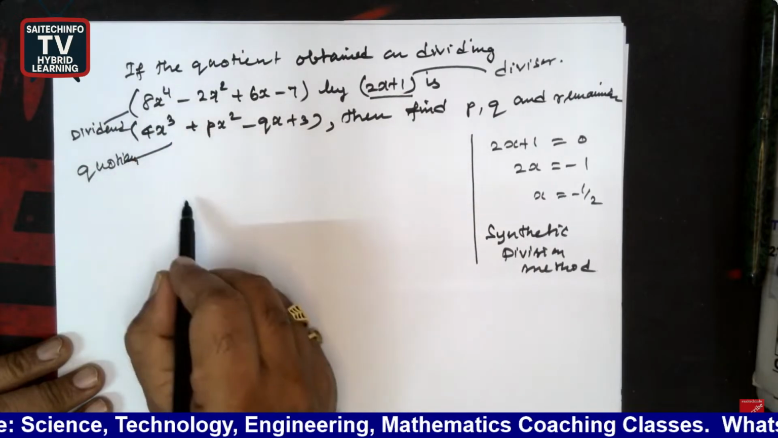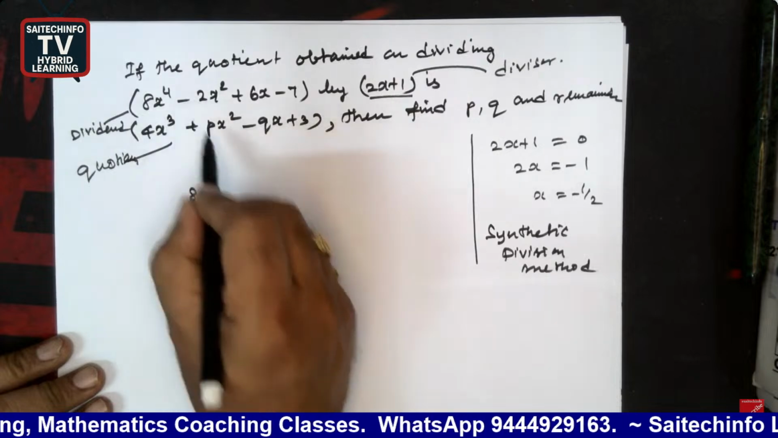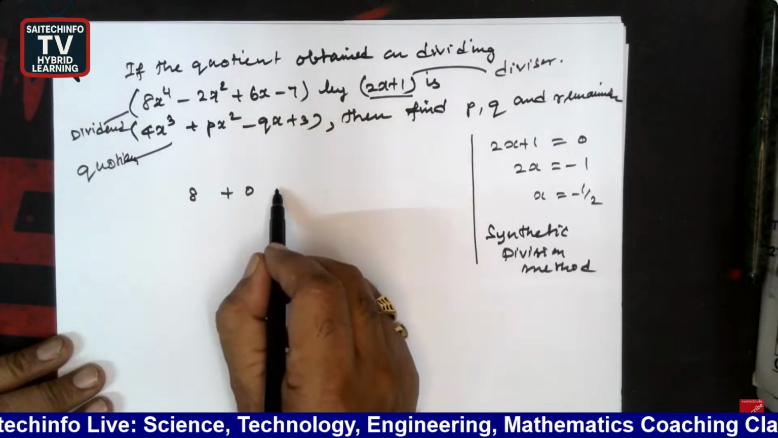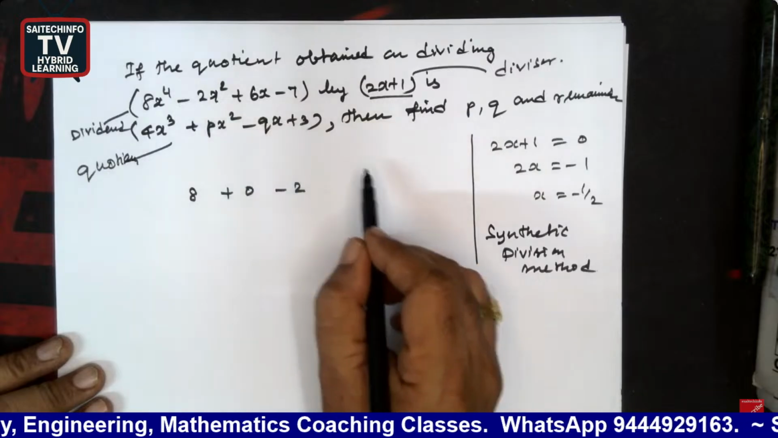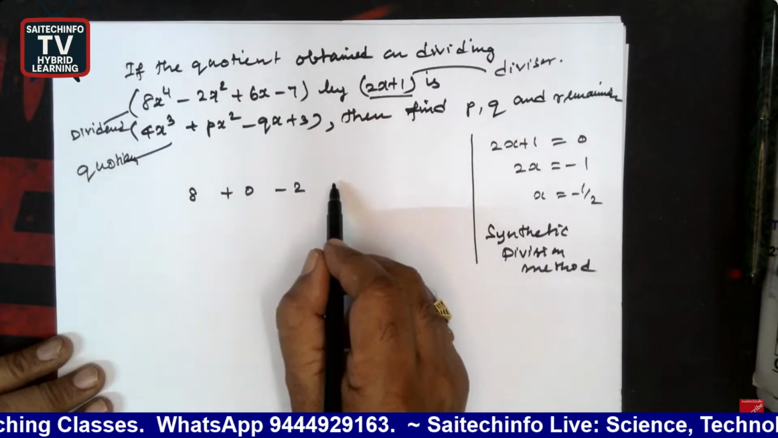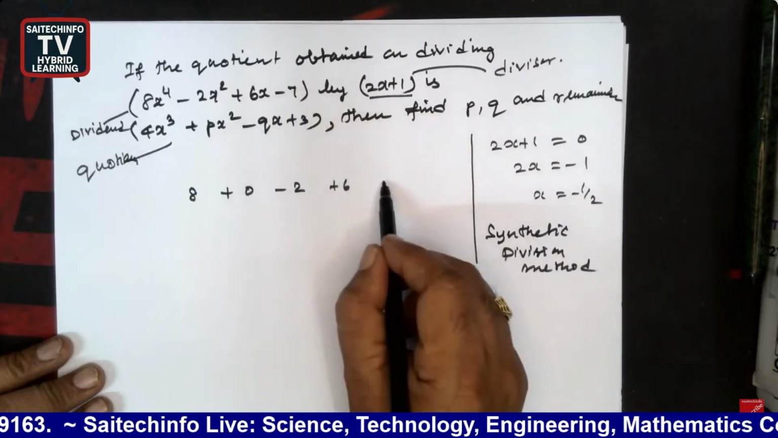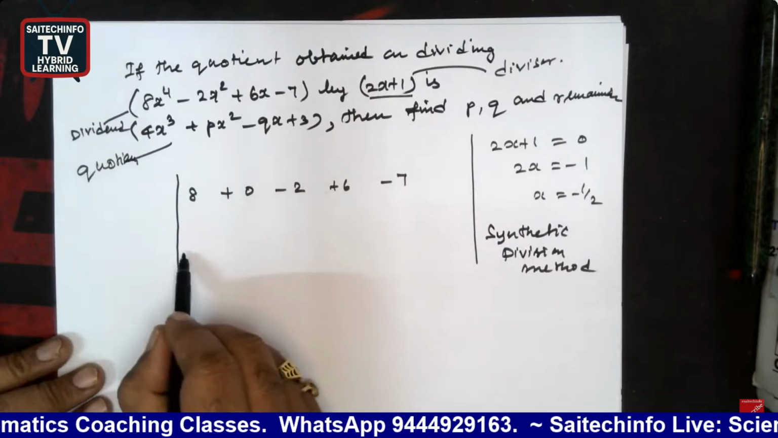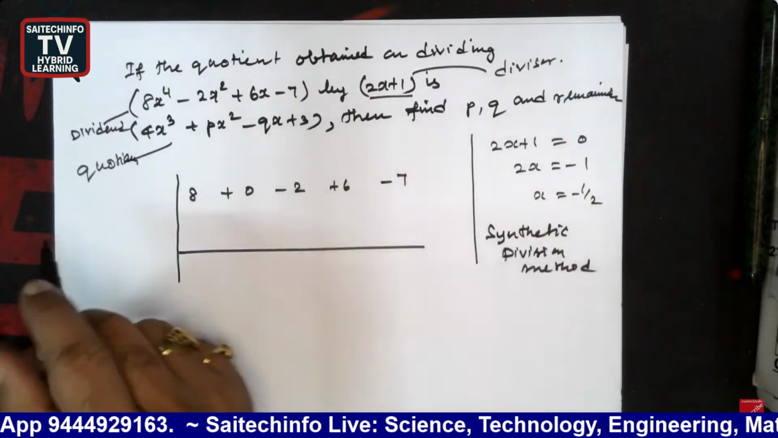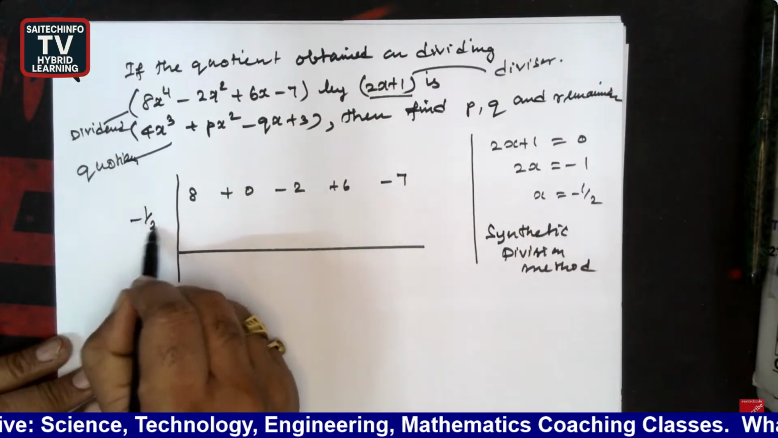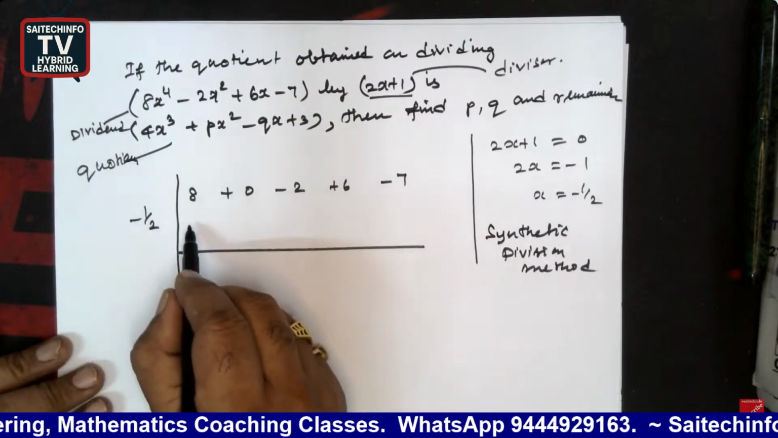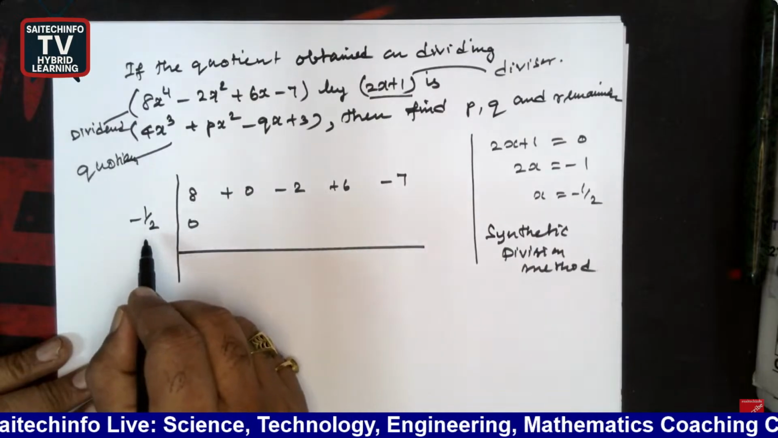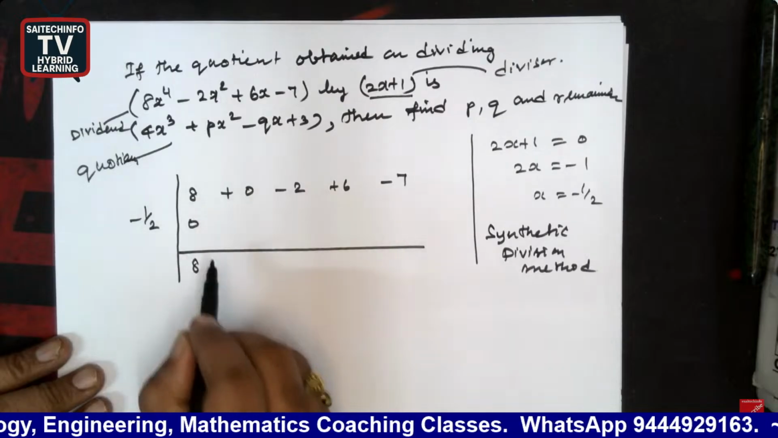8x power 4, what is the coefficient? 8 is the coefficient. And then there is no cube, you can put the 0. Then squared means minus 2, the coefficient of x squared is minus 2. Write the coefficient of x, plus 6. And what about this? Minus 7. So put a vertical line like this, and you leave one space, then put this minus half. Now start with 0. Okay, so 8, you are supposed to write the same 8.